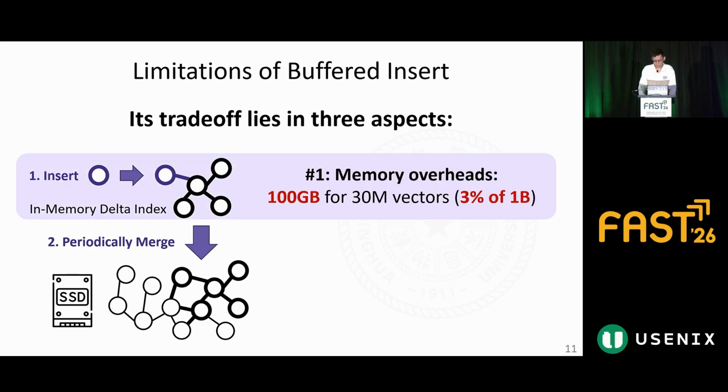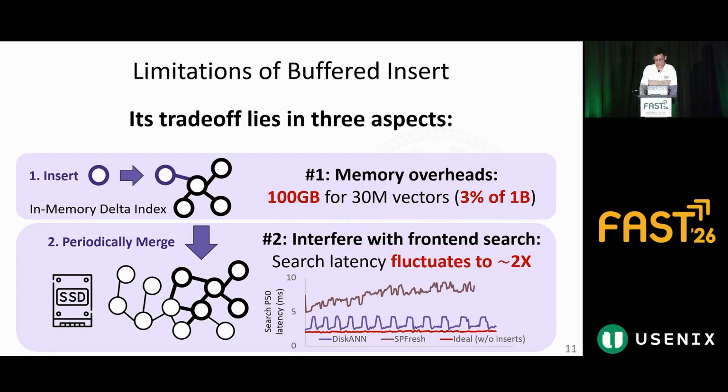First, the in-memory delta index consumes a significant amount of memory. For a billion-scale dataset, inserting only 3% of vectors requires 100 gigabytes of memory. Second, buffered insert interferes with front-end search tasks when merging the inserts to SSD. The search latency increases to 2 times compared to that without merging.